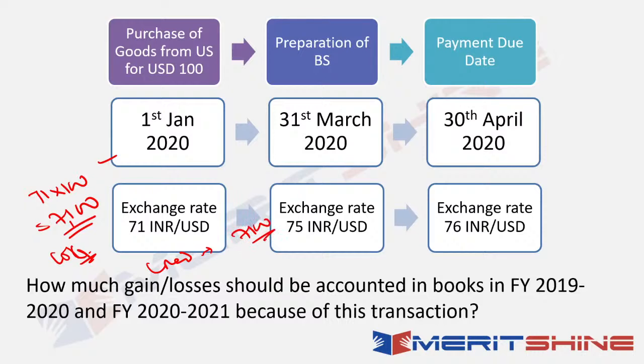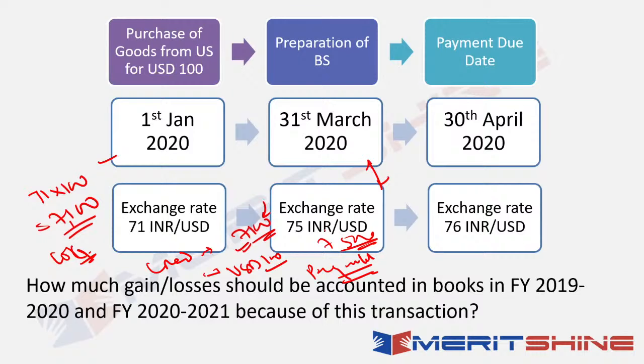7,100, right? Which was equivalent to your 100 US dollars. On the date of 31st March, what will change? Please try to understand this payable amount. This is getting changed now, because now you do not have to pay 7,100 rupees. You have to pay him 7,500 rupees. What is getting changed? The payable is getting changed.